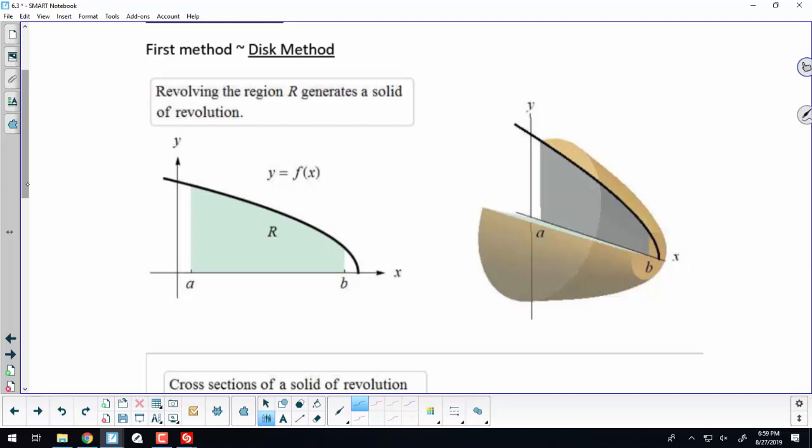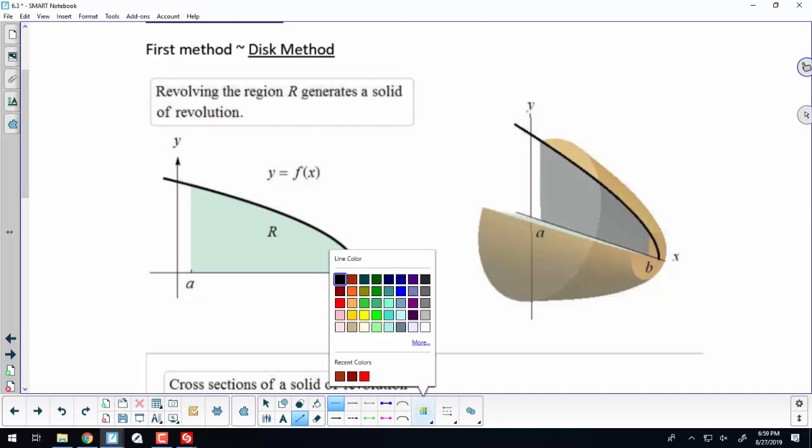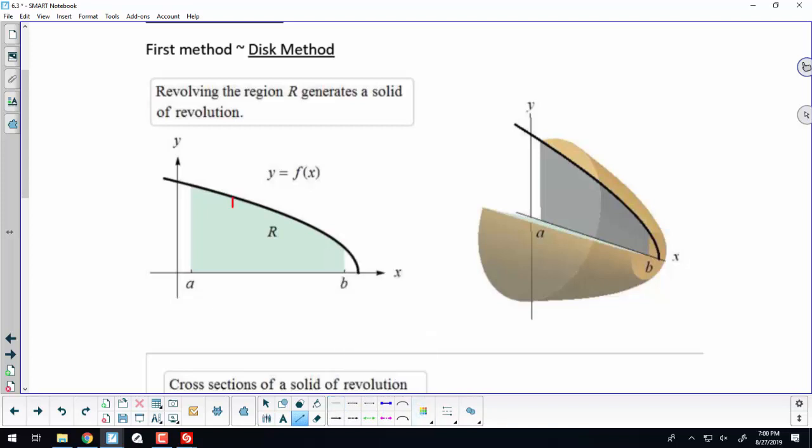Again, the idea is based off of the slice and sum approach. So we're going to focus again on one slice through here. It's really helpful, I think, at least at first, to visualize this. So that's going to be sort of over here close to A. And think about that as a really, really thin rectangle.